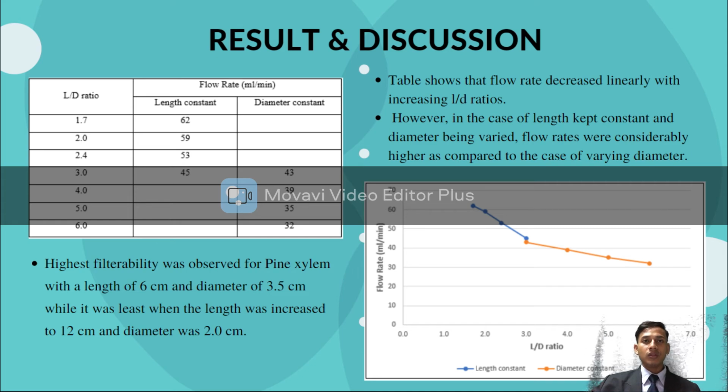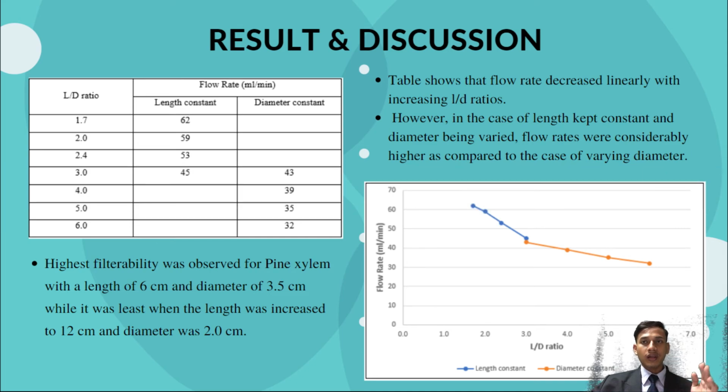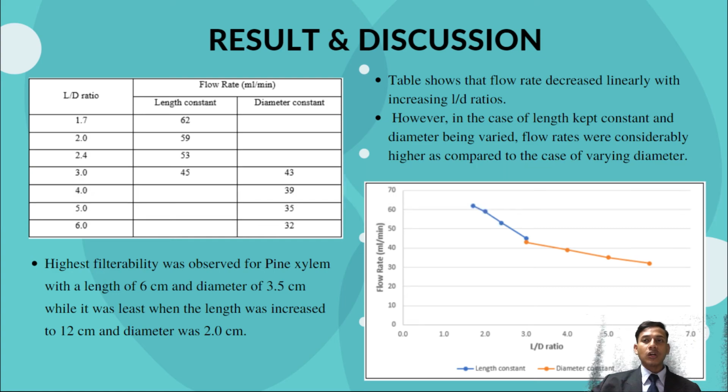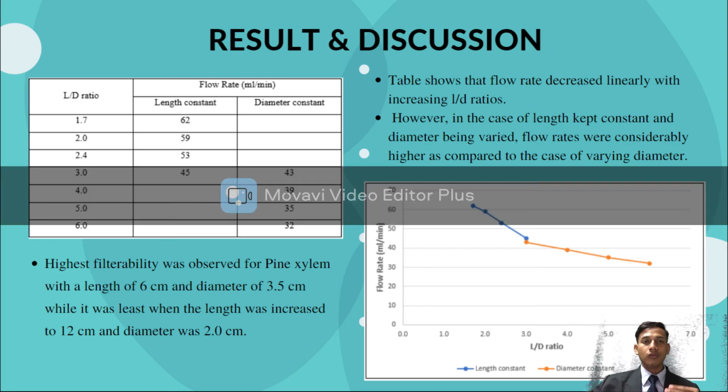It can be seen from the table that flow rate decreased linearly with increasing length over diameter ratio. However, in the case of length kept constant and diameter varied, flow rates were considerably higher compared to the case of varying length. Highest filterability was observed for pine xylem with a length of 6 cm and diameter of 3.5 cm, while it was least when the length was increased to 12 cm and the diameter was 2 cm.